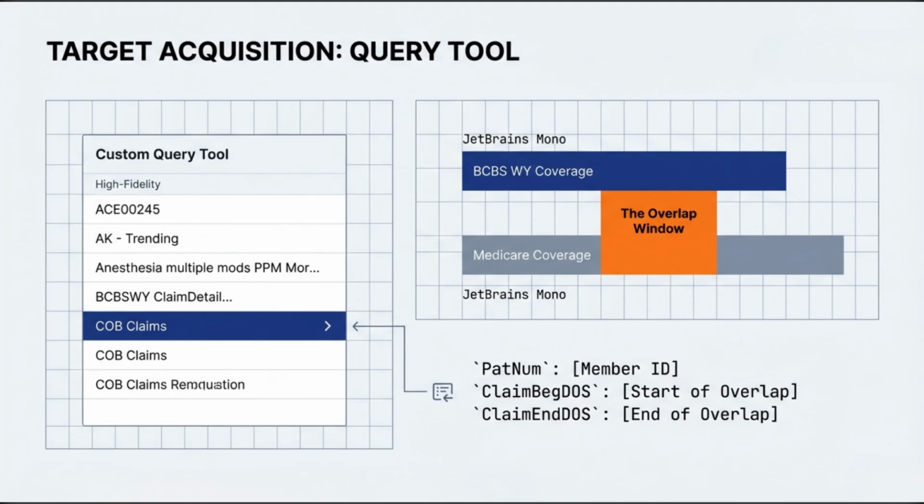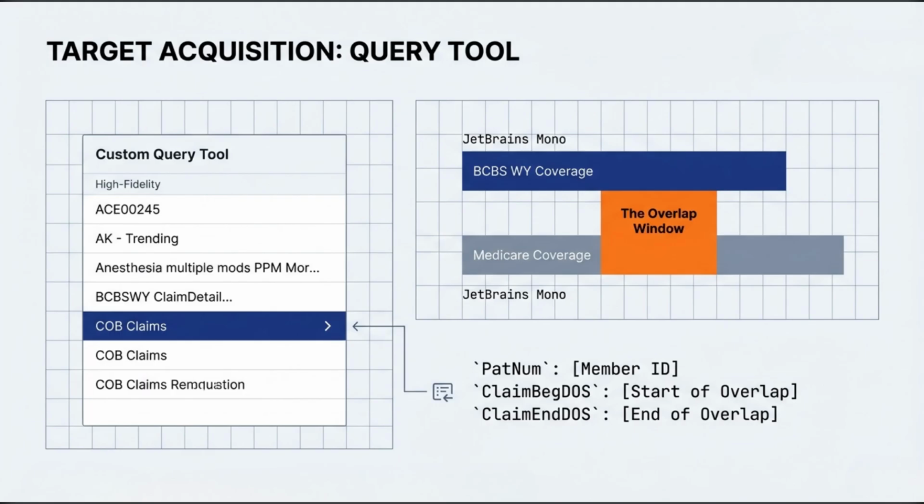All right, let's get into the critical details of finding those coordination of benefits opportunities. We're zeroing in on the COB claim selection within our custom query tool. Why is this so vital? Because it's our direct pipeline to identifying those precious overlap windows. We're not just casting a wide net here, we're targeting with laser precision. Look at this visualization. We have BCBSY coverage and Medicare coverage, but the real gold, it's the overlap window. This is where both plans could be responsible. This is our target-rich environment.